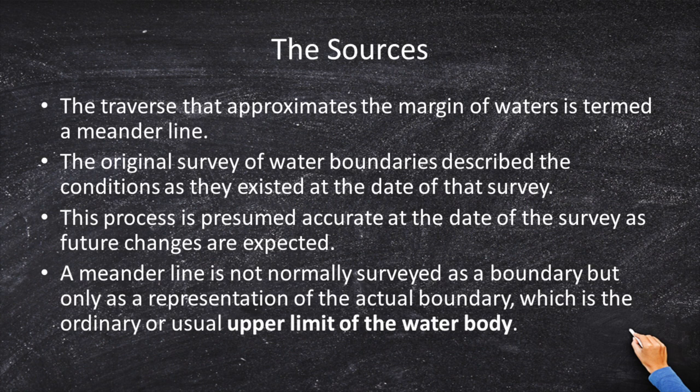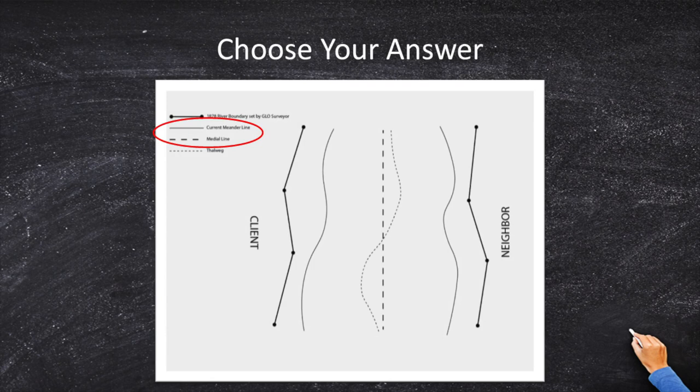So if future changes are expected, the meander line will change. And finally, a meander line is not normally surveyed as a boundary, but only a representation of the boundary, which is, quote, the upper limit of the water body. Gosh, we've gone through three small pieces of two great books, and I really think this is going to be enough to solve our problem. So first of all, what is going to be the approximate line of demarcation along the shoreline? Am I going to use the line as of 200 years ago? Or am I going to use the actual meander line shown as of today?